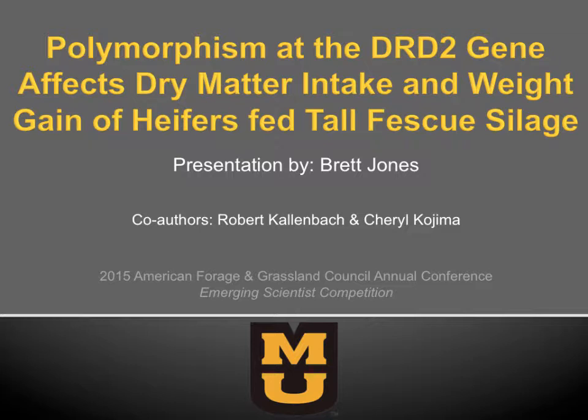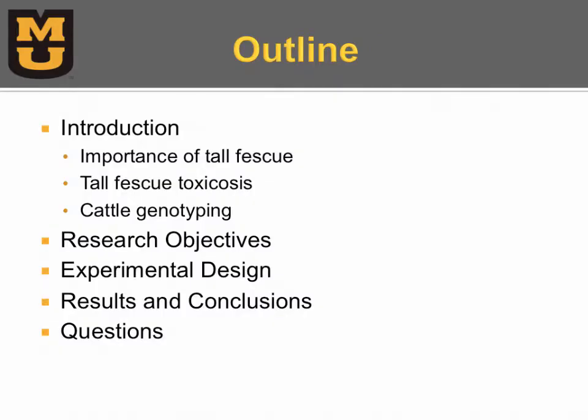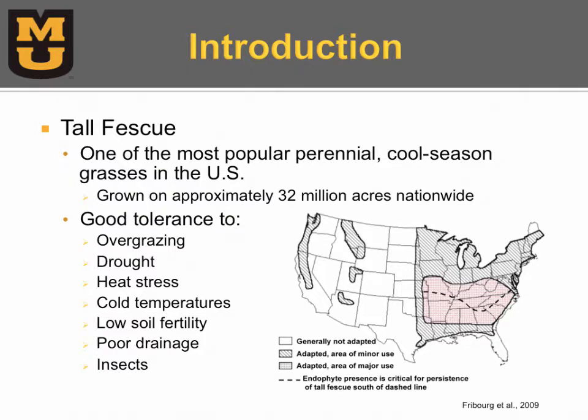Today I will be talking about polymorphisms at the DRD2 gene, how they affect dry matter intake and weight gain of heifers fed tall fescue silage. So just a quick outline of what I'm going to be talking about today. A short introduction about the importance of tall fescue toxicosis. Then I'll explain a little bit about the cattle genotyping I used on my research. I'll then cover my research objectives, some experimental design, then get to my results and conclusions, and then I'll take any questions.